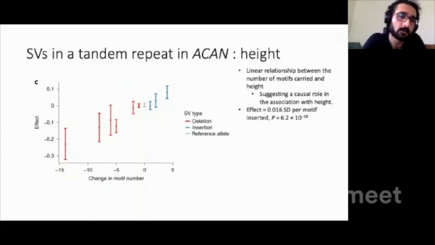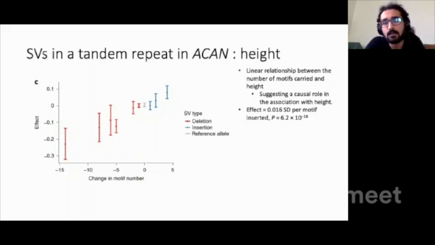And to our surprise, this plot shows on the x-axis the change in motif number, and on the y-axis the effect on height. We saw a linear relationship between the number of motifs carried and human height. The lower the number of motifs carried in that region, the shorter the individual was, and vice versa. And this suggested to us that there was a causal role for this locus in association with height.